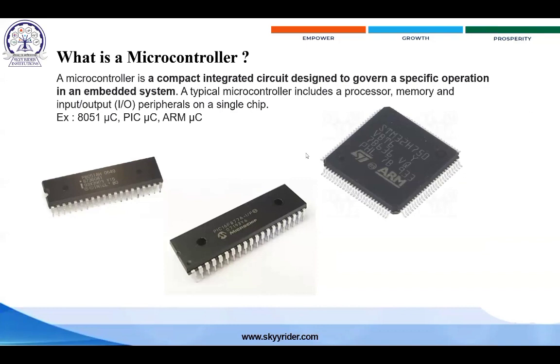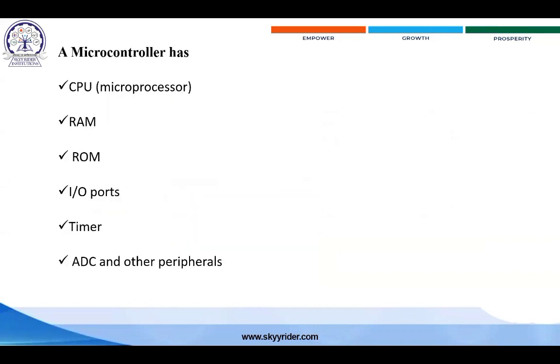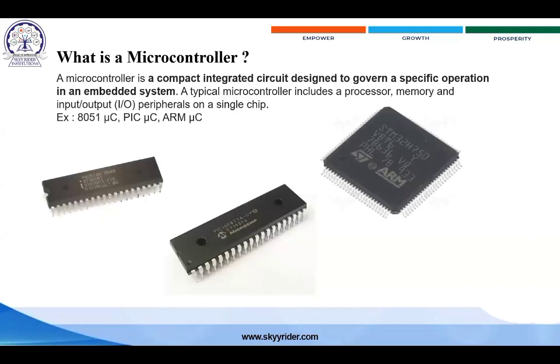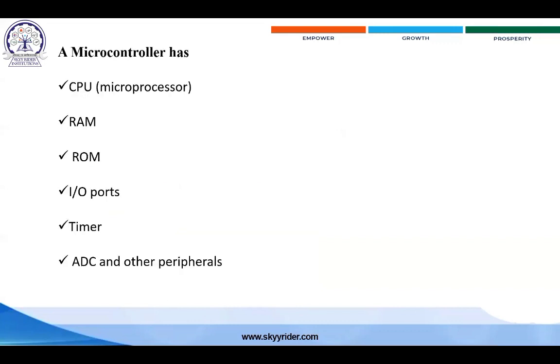Then we got the number of things that a microcontroller has. I told you that you will get the typical microcontroller includes this and that. So let's see what a microcontroller actually has to offer us. A microcontroller has a CPU, which is a microprocessor, then a RAM, a ROM, then an input-output port, a timer, and some ADC or other peripherals.